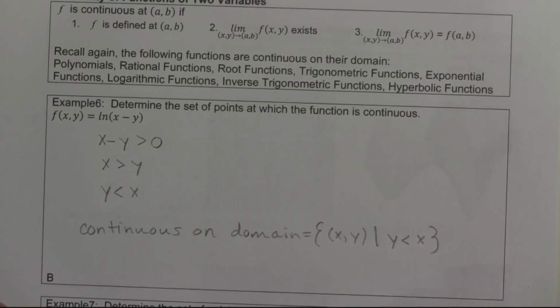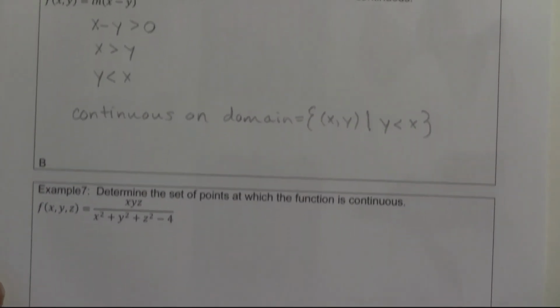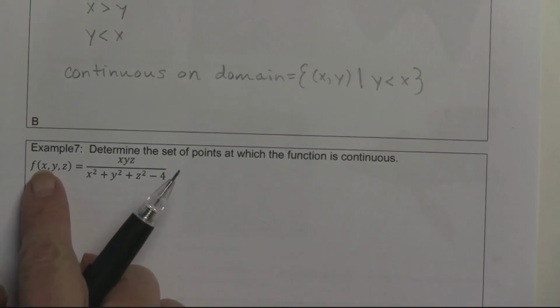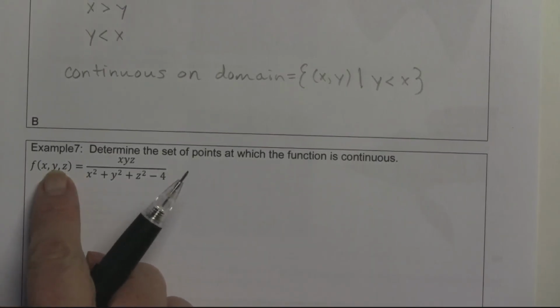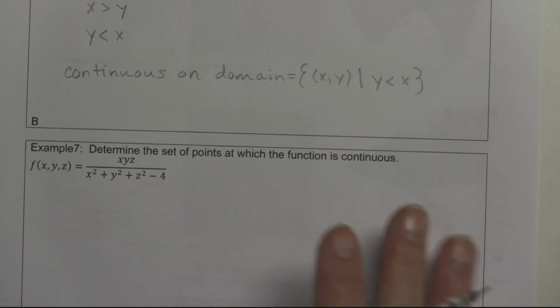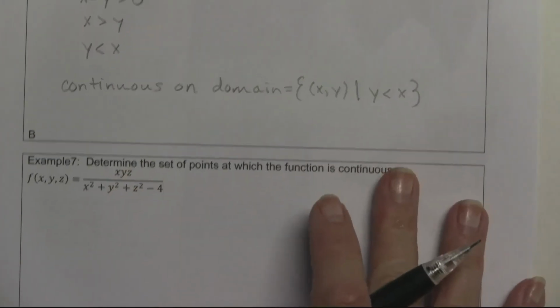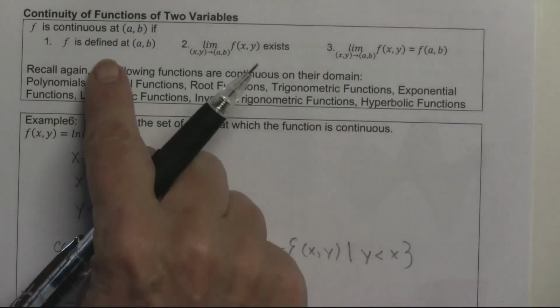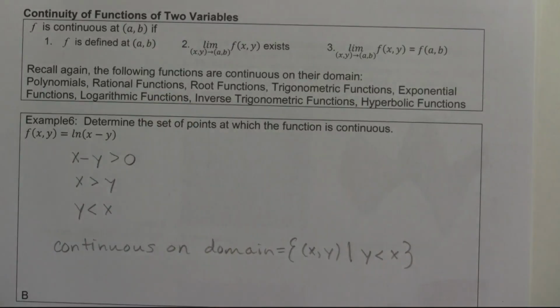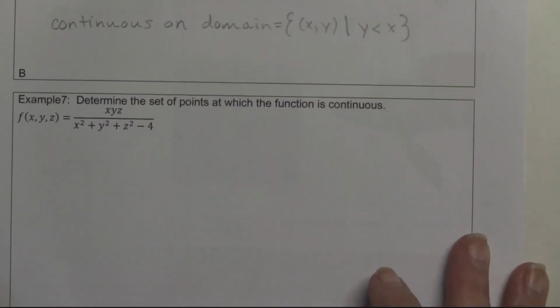So we did a lovely job on that one. And then this one's asking the same thing: determine the set of points at which the function is continuous. This time it has 3 independent variables. Notice the kind of function I have right here is a rational function, so it is going to be continuous on its domain.